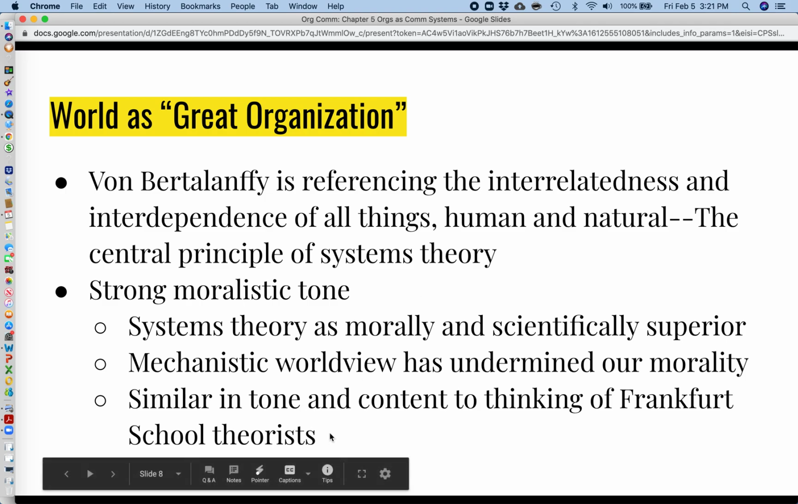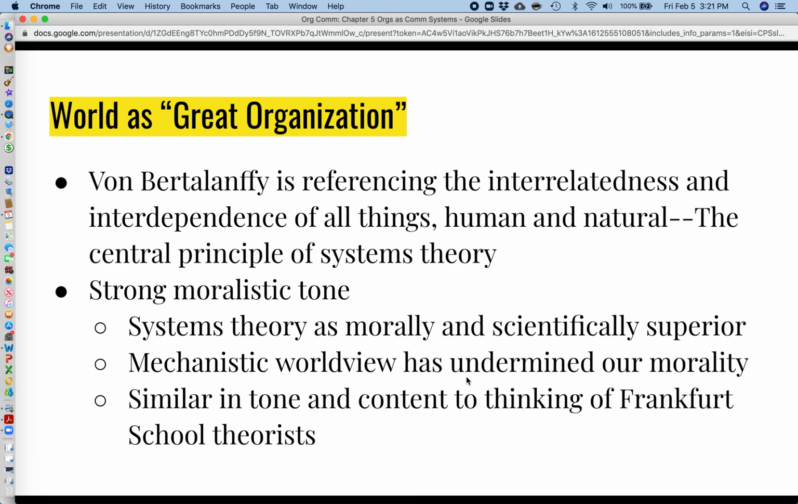So again, in this sense, it's similar in tone and content to the thinking of the Frankfurt School theorists, the folks that tried to look at Marxism and bring it up to date for a new century.